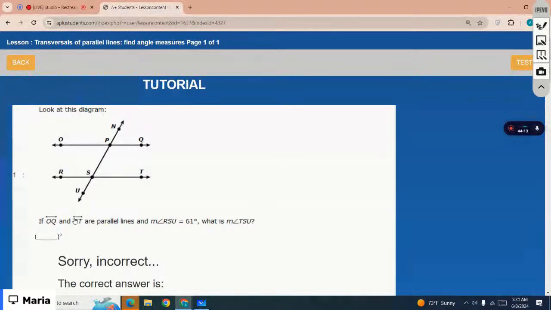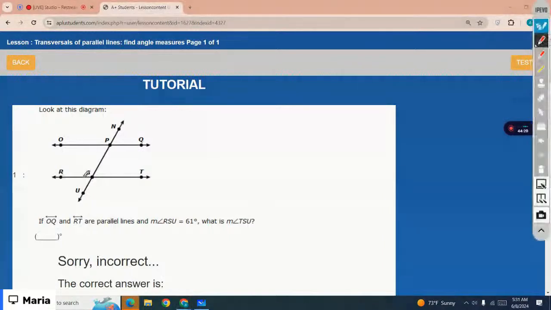Okay, look at the diagram. If OQ and QT are parallel and the measurement of angle RSU is 61 degrees, what is the measurement of angle TSU? This is 61, right? The complete angle makes a supplementary angle. The measurement of angle S must be 180 degrees, right? So half of the angle measures 61. You have to find the rest of the angle.